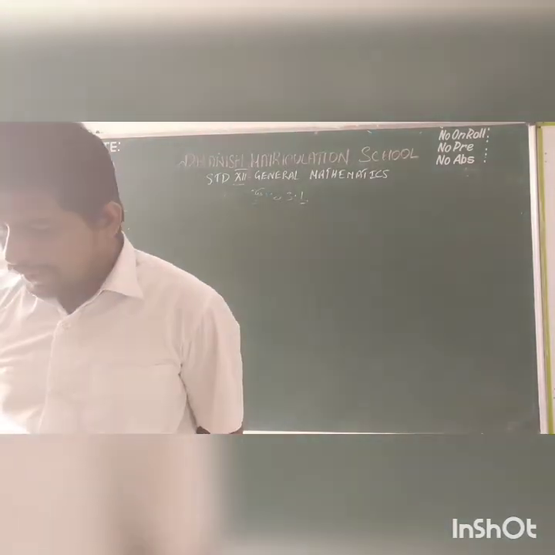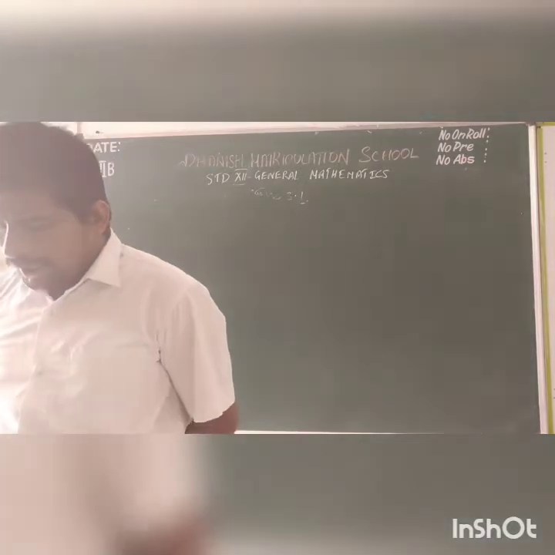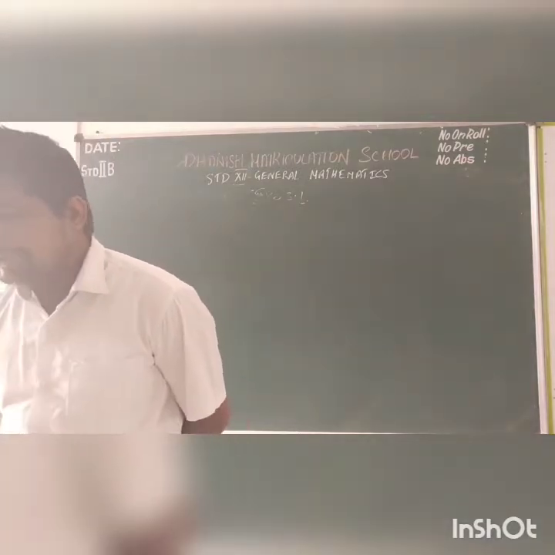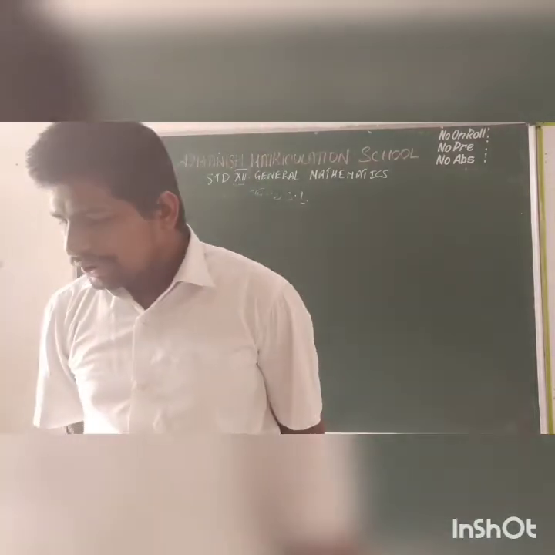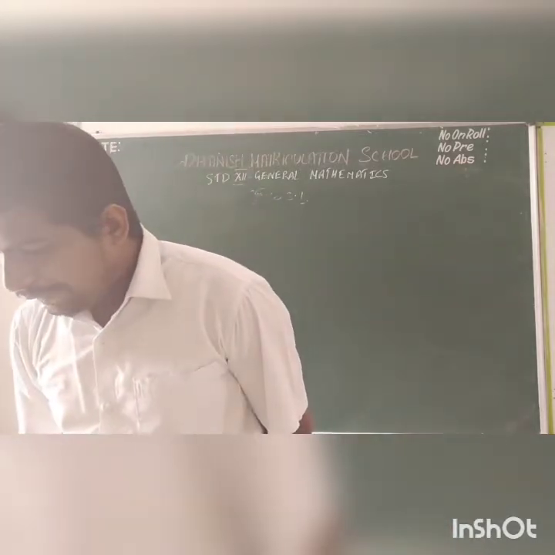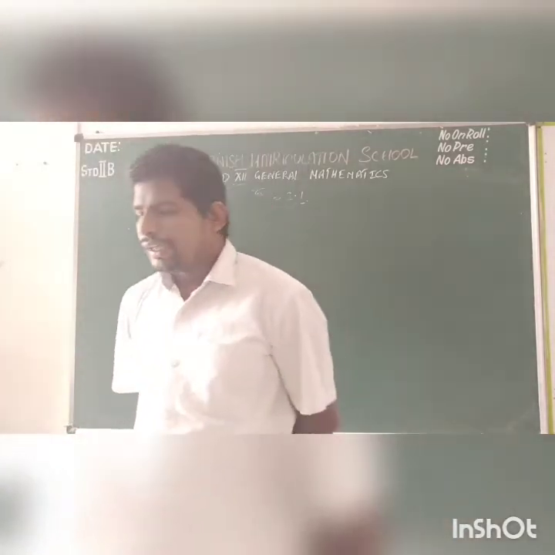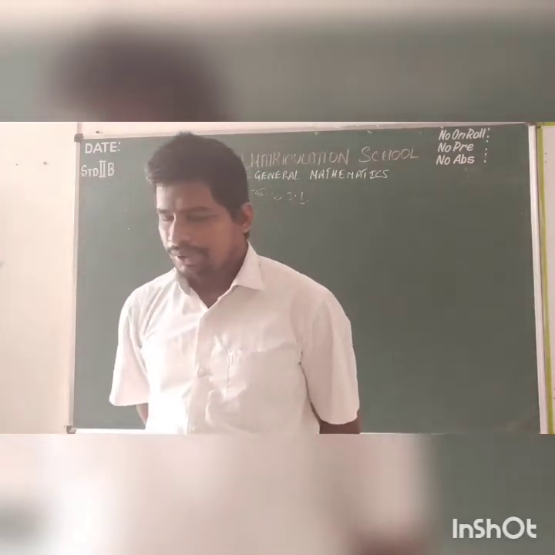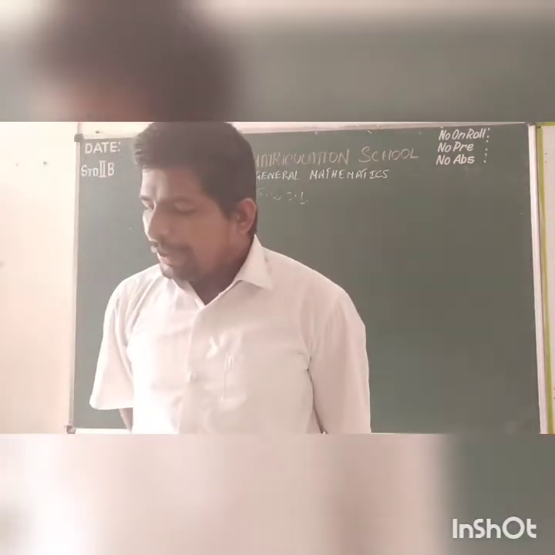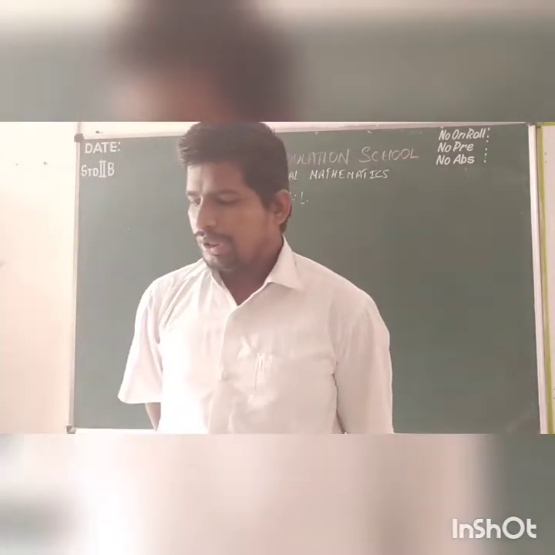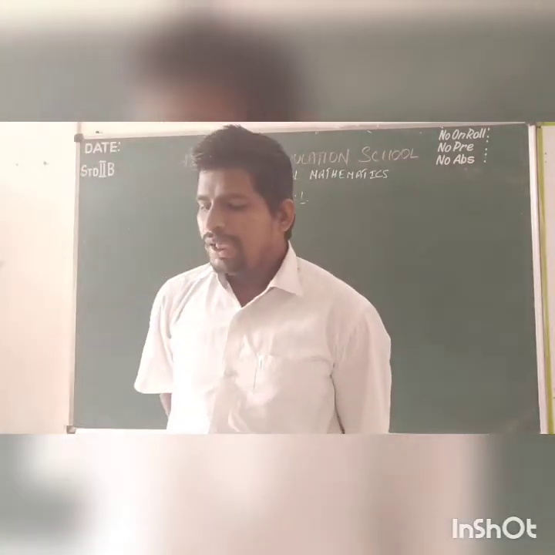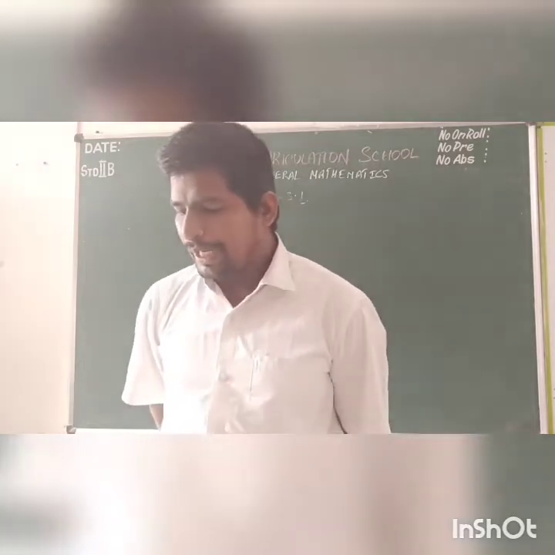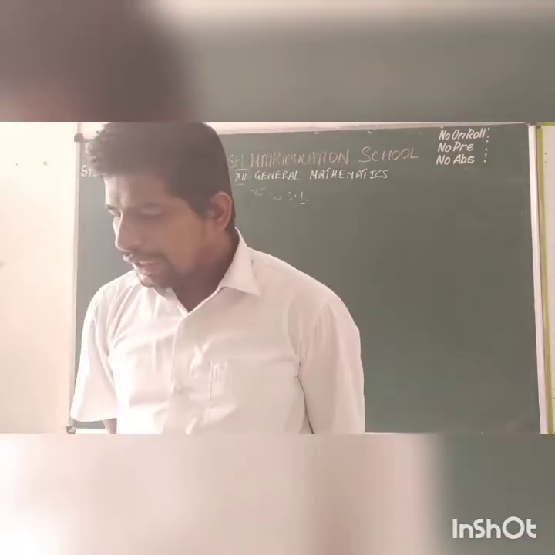Look at the 10th one. If the equations x square plus px plus q equal to 0 and x square plus p dash x plus q dash equal to 0 have a common root, here the given two equations having a common root. Then we have to show the common root must be equal to (pq dash minus p dash q) divided by (q minus q dash), or (q minus q dash) divided by (p dash minus p).